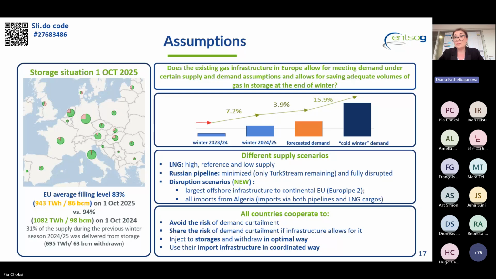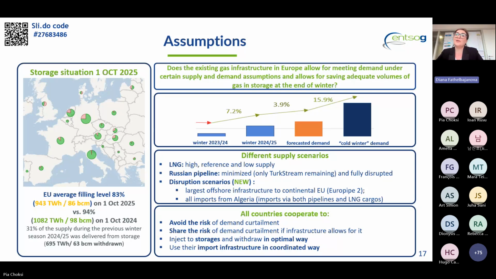Regarding Russian pipeline supply, we looked at 2 cases. One where Russian gas continues flowing only through the Turk Stream, and another with a full disruption of all Russian pipeline supplies.